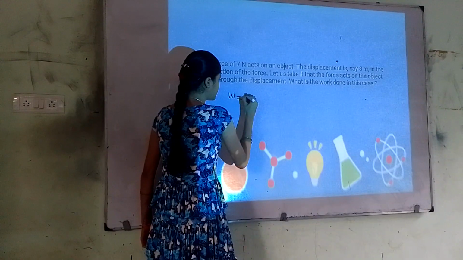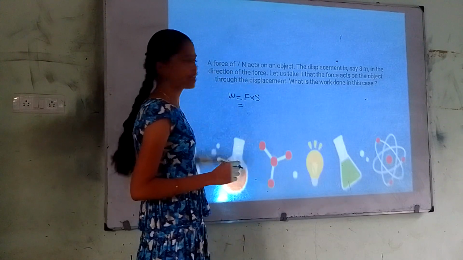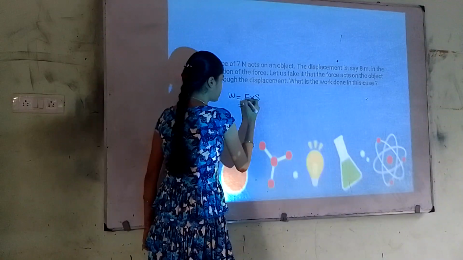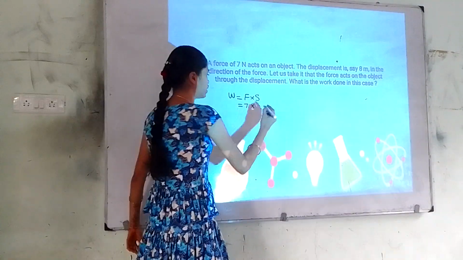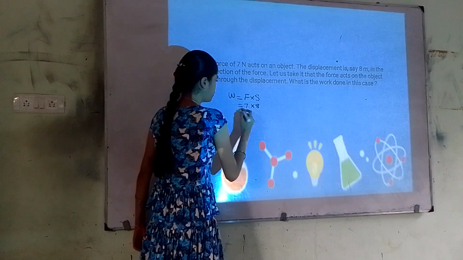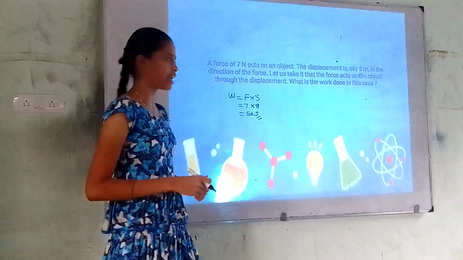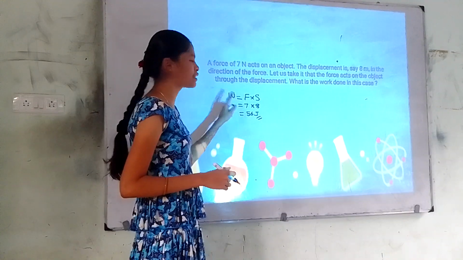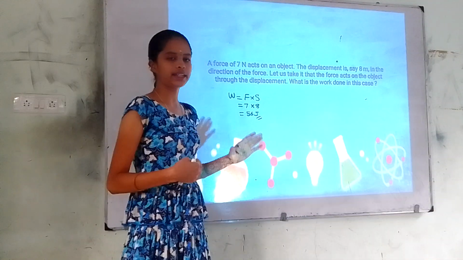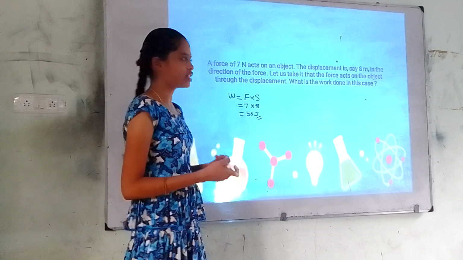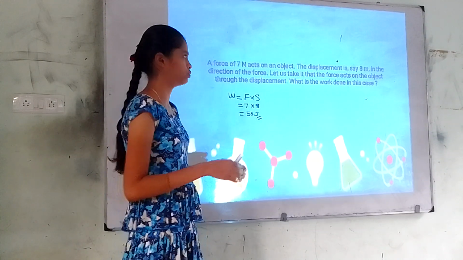Generally, the formula for work is equal to F into S. Here they have mentioned that force is 7 Newton, so we can take force is equal to 7 and the displacement is 8 meter, which implies 7 into 8. 56 joules of work is done in this case. We are not representing the force as negative here because they did not mention that the force is acting reverse to the direction of displacement. They both are in the same direction, so we will get the work in a positive value.